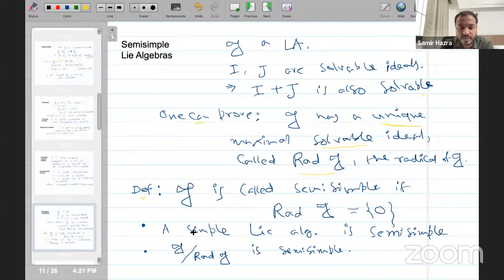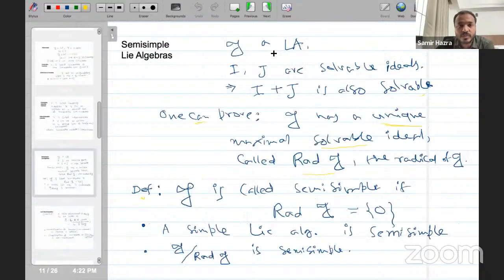So clearly, if a Lie algebra is simple, then it has to be semi-simple, because it has no ideal since it is simple, and then there is no question of having solvable ideals or a maximal solvable ideal. Now, since rad G is the maximal solvable ideal, if we quotient it out from G, then G mod rad G would not have any solvable ideal, because this was the maximal solvable ideal inside G. So this has no solvable ideal, which means the maximal solvable ideal is trivial. Therefore, G mod rad G is automatically semi-simple for any G.